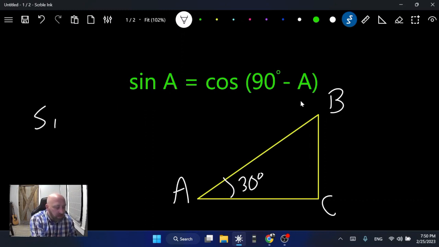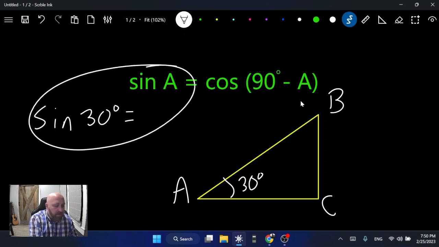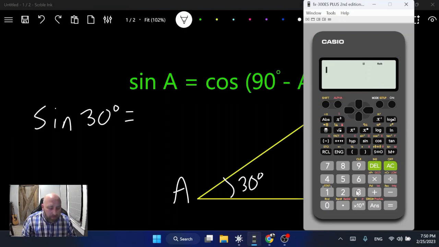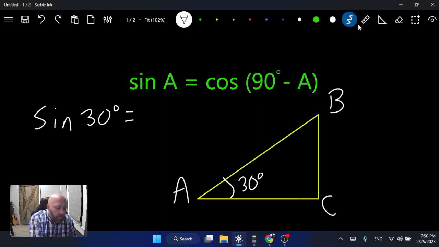So the sine of A, which is 30 degrees, so let's write sine of 30 degrees equals, and that's going to be this side, right? That's what we're doing over here. So let's go to the calculator, type in sine of 30 degrees, and just hit equals. And that equals 1/2 or 0.5, okay? So let's put 0.5 right there. So that's sine A. This side of the equal sign is going to be 0.5.